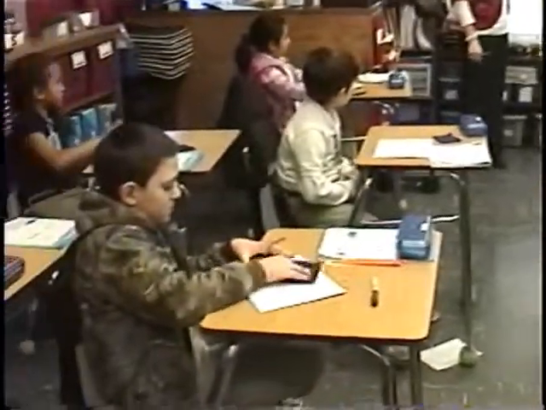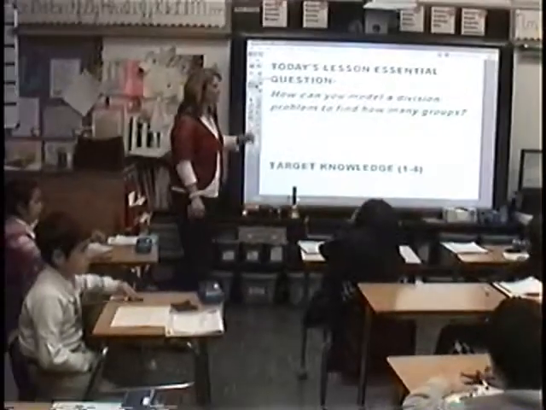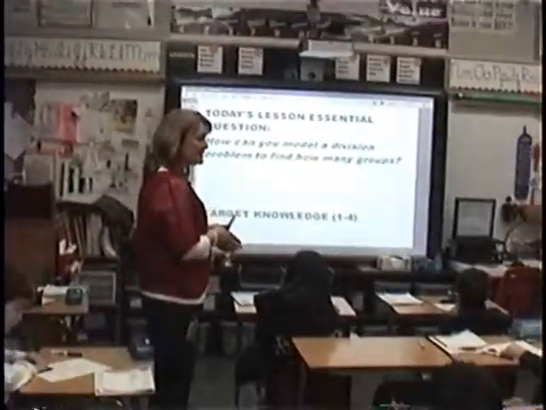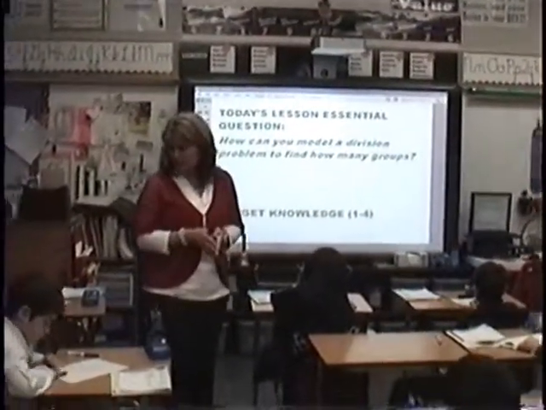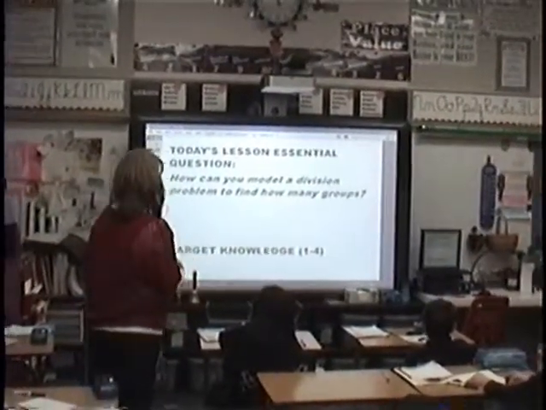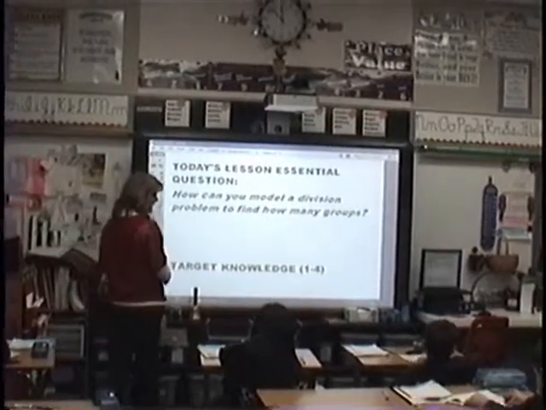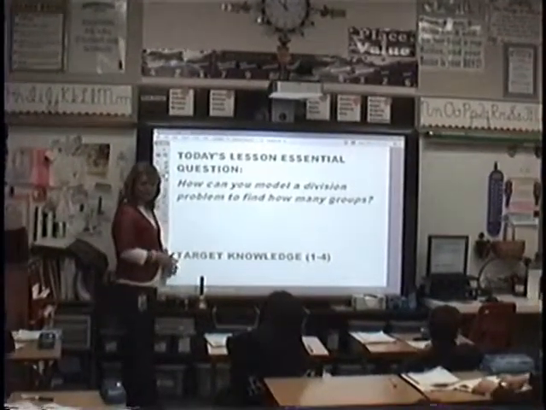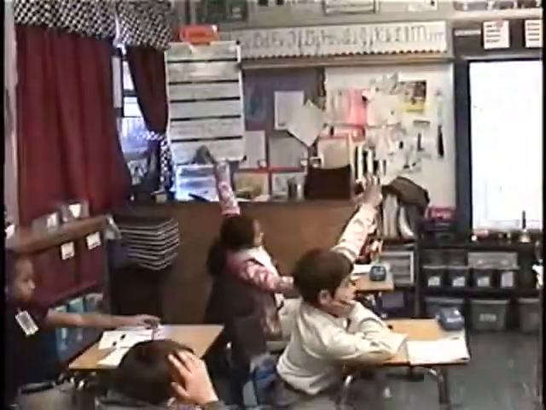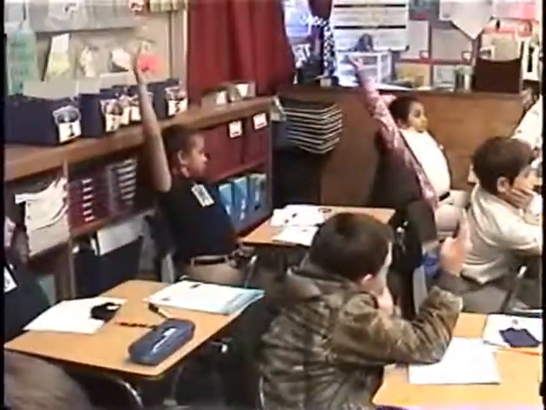Let's just review. Our focus today was how can you model a division problem to find how many groups. And we had some problems working this out because we still wanted to put the equal number in each group instead of how many groups. So we had to really reread our problems today and work that out. I want to see your knowledge level from our target, 1 to 4. Where are you with our overall skill? Show me your 1, 2, 3, or 4.